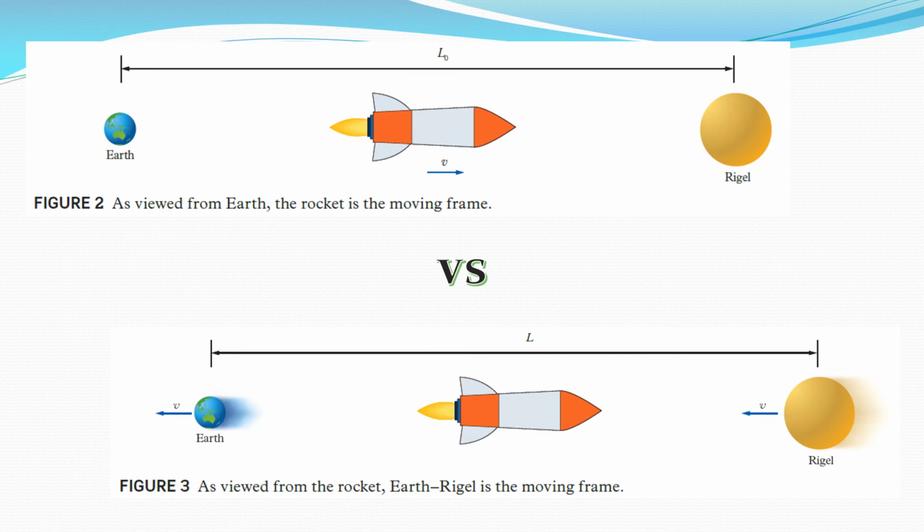Now, let's have a think about going to Rigel. So, in the top one here, figure 2, as viewed from Earth, you can see that the rocket has that forward velocity. But if you are in figure 3 here and you are standing here on the rocket, it would appear that you're still. The Earth's moving away from you and Rigel is moving towards you. So it gives you an idea of what's actually going on here.